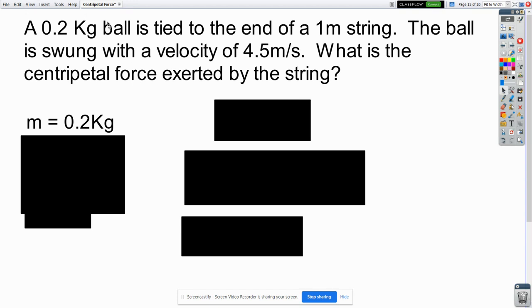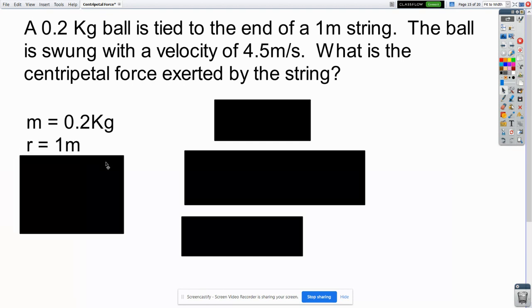So the mass of our ball, that's the 0.2 kilograms. 1 meter would be the radius, and it would be a radius because we would hold the string and swing the ball. Our hand, where we're holding the string, would be the center of rotation, so it is from our hand to the outside edge of the circle. So that is a radius.